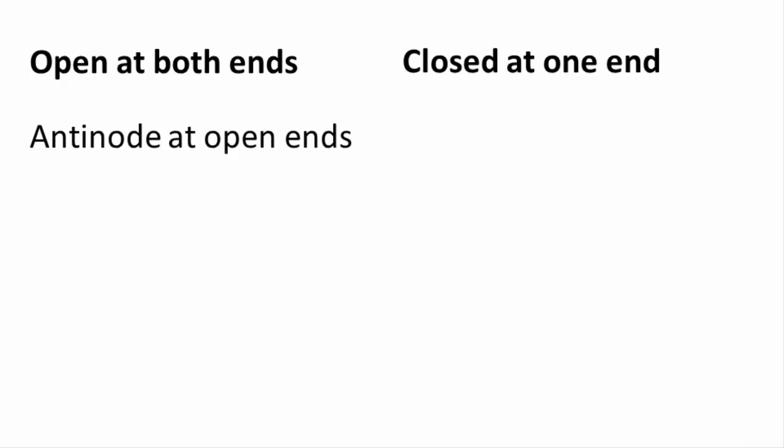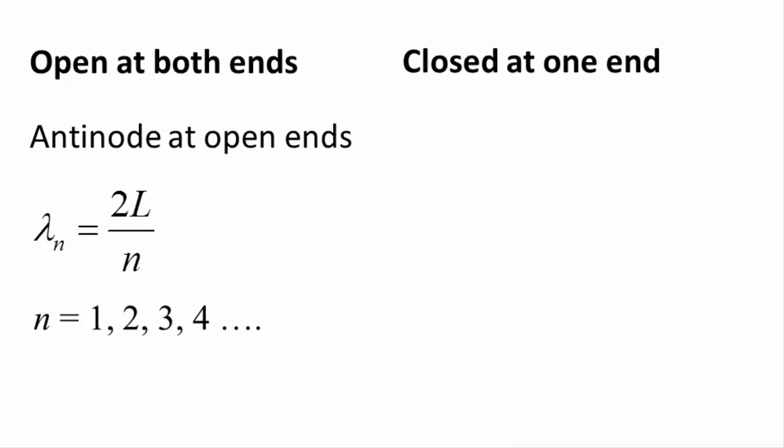In summary, air tubes such as a flute or a clarinet can have either both ends opened or have one end opened and the other end closed. For both open ends, a standing wave created in such a tube will have displacement antinodes at the ends. The wavelengths for the possible standing waves in such a tube is given by 2 times the length of the tube divided by n, where n is a harmonic given by a positive integer.